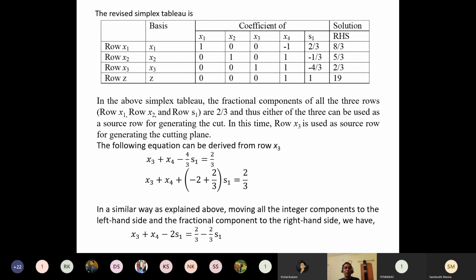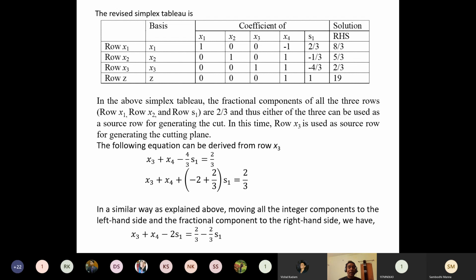So the x3 row is what? We get x3 plus x4 minus 4 by 3 s1 is equal to 2 by 3. And what can we write? x3 plus x4 and this minus 4 by 3 s1 is equal to minus 2 plus 2 by 3. As I told you, you have to always make the fractional component a positive one. So this is minus 2 plus 2 by 3, equal to minus 4 by 3 into s1 is equal to 2 by 3.